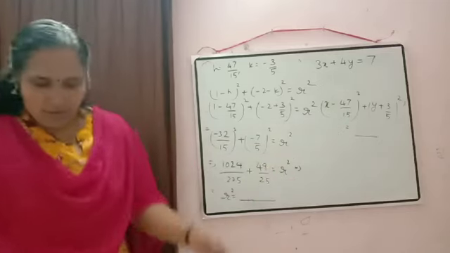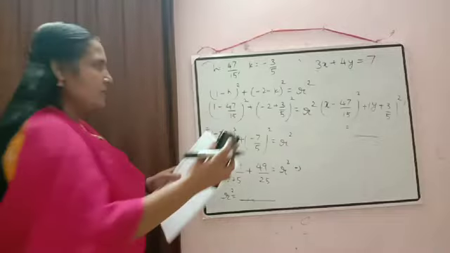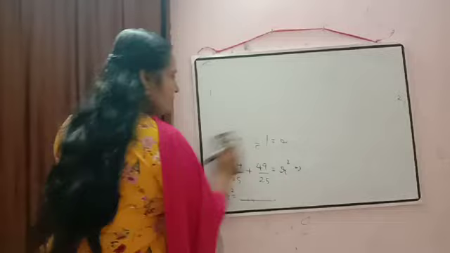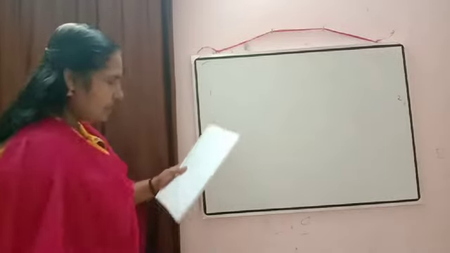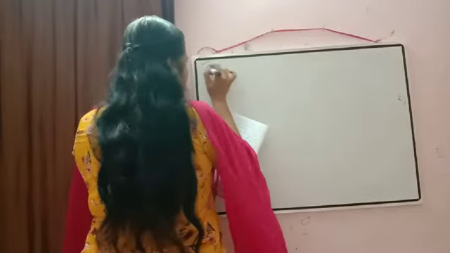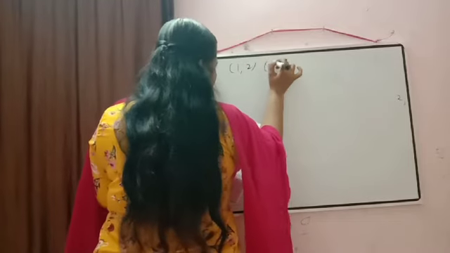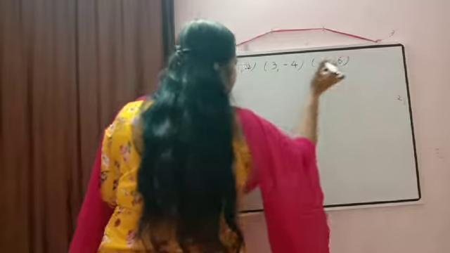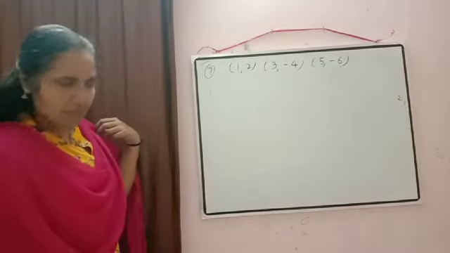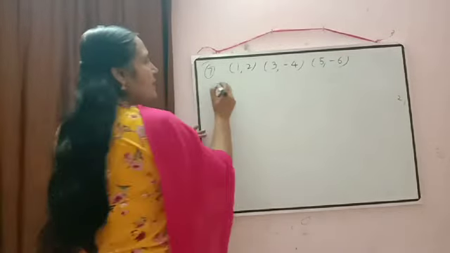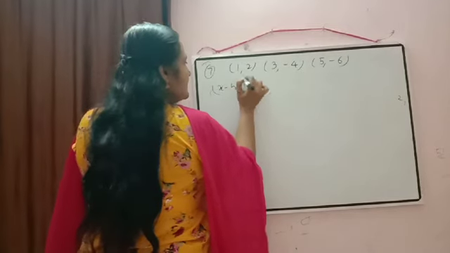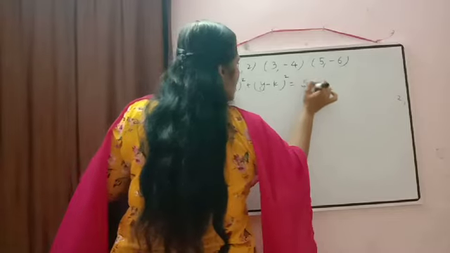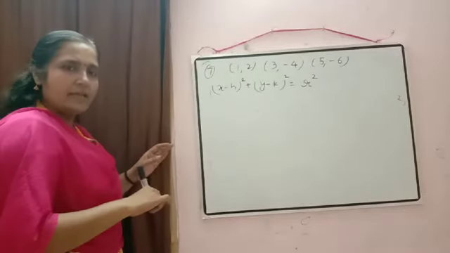Okay. Now we'll do one more question. It is given: find the equation of circle passing through the points 1, 2, 3, minus 4 and 5, minus 6. So again what will we take? Let the equation of circle be x minus h the whole square plus y minus k the whole square is equal to r square.